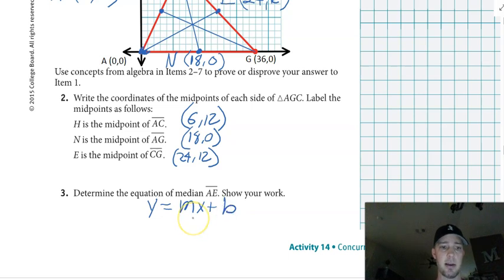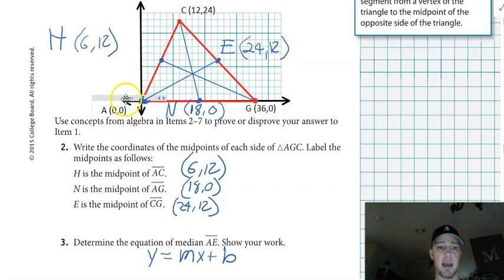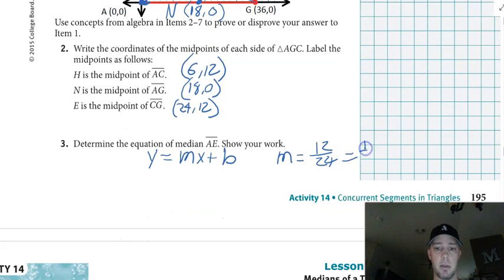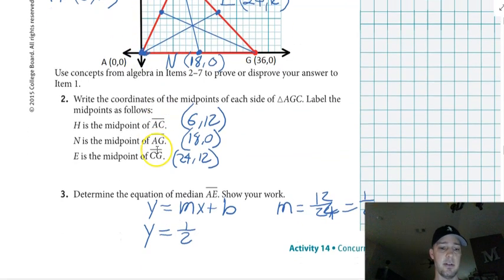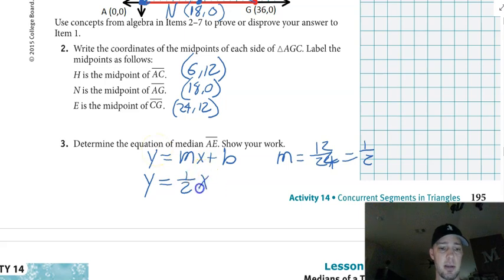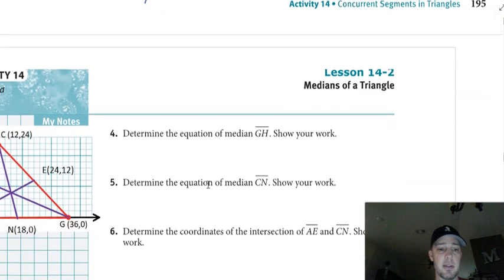The slope I can get with the rise and the run. Luckily A is at 0, so the rise, the y value, goes up 12 and over 24. So the slope I can plug in is going to equal 1/2. To get the y-intercept, I know that this is the coordinate 0, 0. It crosses the y-axis at 0. So luckily this is just going to be 1/2 x. y equals 1/2 x is the equation. That part was easy.